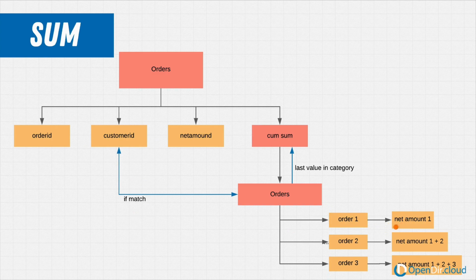And so what we're doing is now, because of the way that order by works and because we didn't change the framing at all, it's going to take into account current and previous. And because order 1 has no previous, it is just the net amount of 1. And then if we look at order 2, well, it's going to take the previous, take the current, and sum those together. And so that's how we create our cumulative sum.